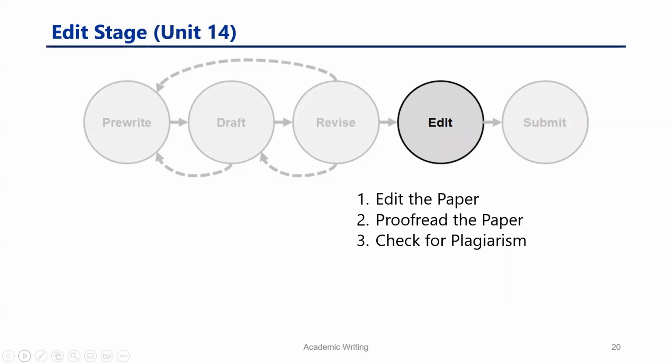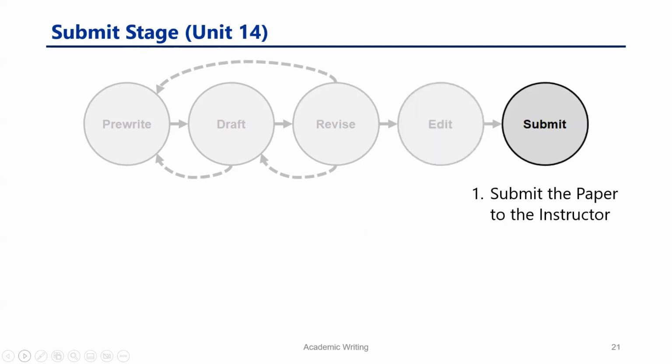Then you will edit the paper, which means fixing problems with grammar and spelling. Proofreading is making sure all the punctuation is there and that you're following the style rules for the paper. It also involves checking for plagiarism, which means making sure that every time you've used somebody else's ideas in your paper, you've given them proper credit. Then finally, you submit the paper to your instructor.